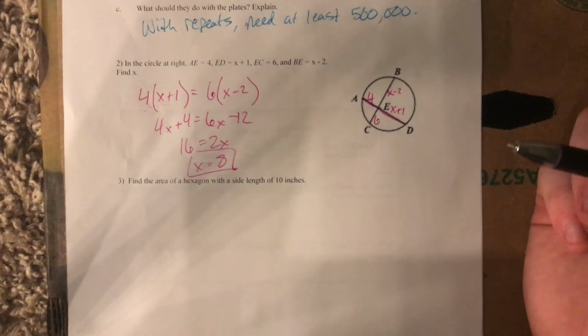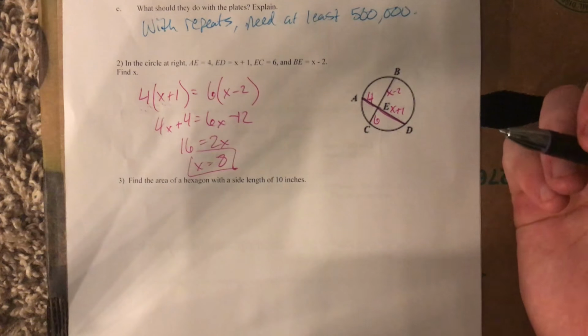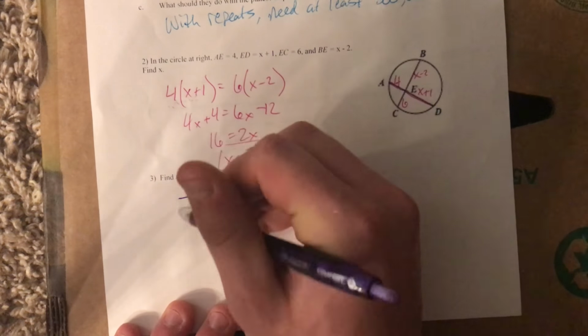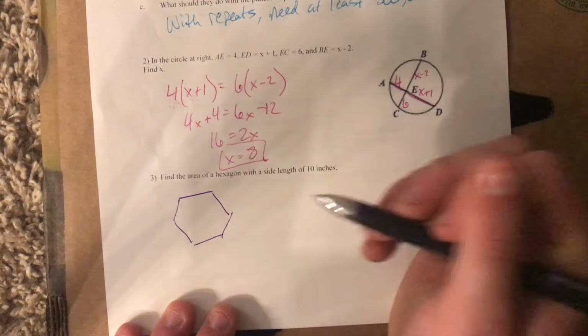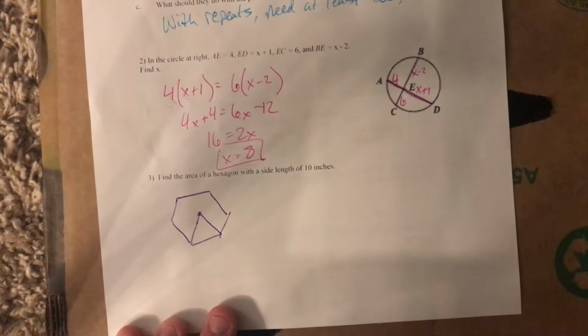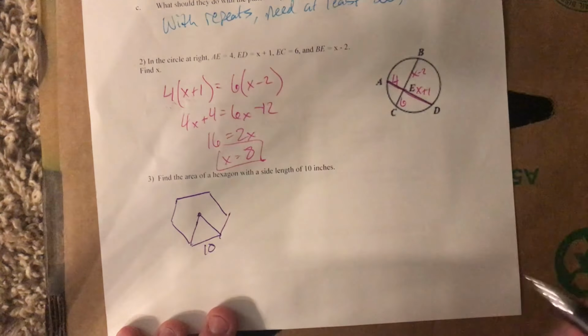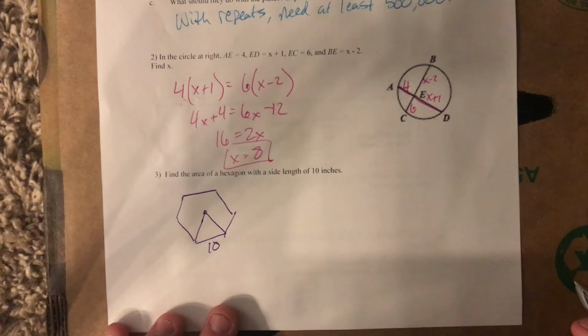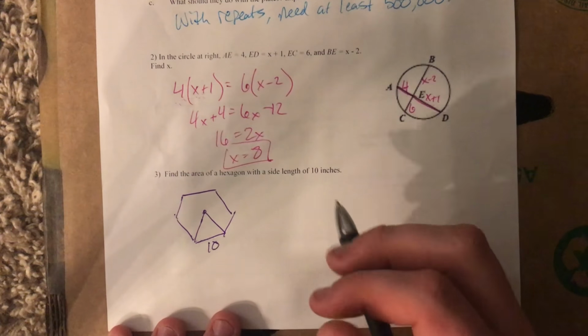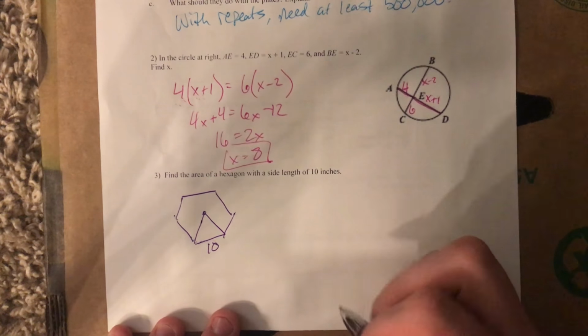Find the area of a hexagon with a side length of 10 inches. Again, you do not need to draw the shape. I'm going to because a hexagon is a little easier. If it were a more difficult shape, though, you really only need this triangle. Okay, let's see. We have a side length of 10 inches. You wouldn't even really need to draw this hexagon. You just need to draw the triangle that we're going to be using to find the area.